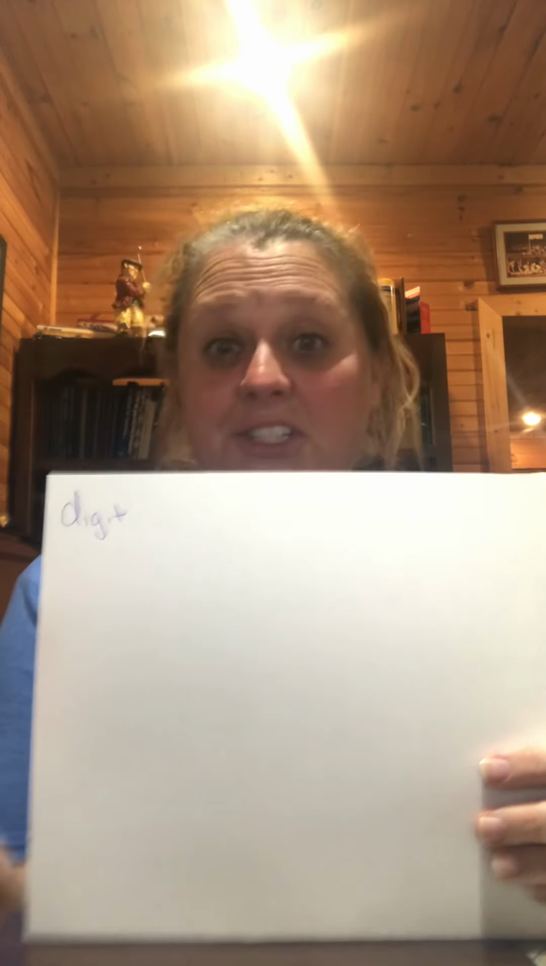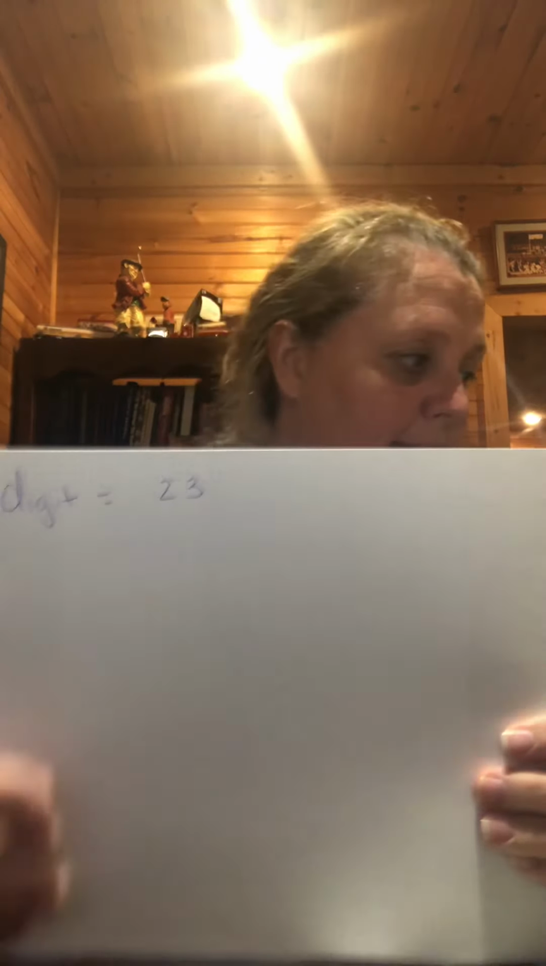The digit in the tens place is 2. And the digit in the ones place is 3. What's my number? So what's my new number? So the 2's in the tens place. And the 3's in the ones place. So what's my new number? 23. All right? What's the value of a 2?